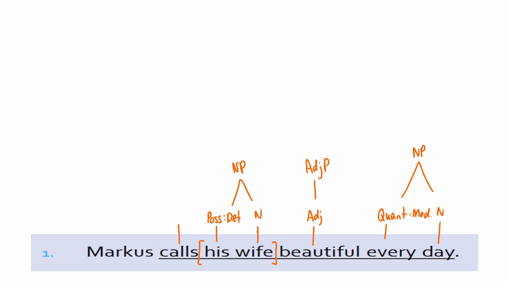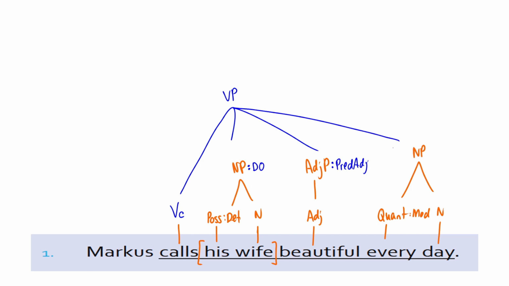Okay, so Marcus calls his wife beautiful every day. What I'm seeing here is that we're really saying his wife equals beautiful. So because of that, I'm led to believe that this is a consider verb. So Marcus considers his wife beautiful every day. So this is going to go into a VP, which means that this NP is going to end up being a direct object. This adjective phrase is going to be a predicate adjective. And then this noun phrase every day, well, this is just extra information, so this is going to be an adverbial. So that is the tree for Marcus calls his wife beautiful every day.